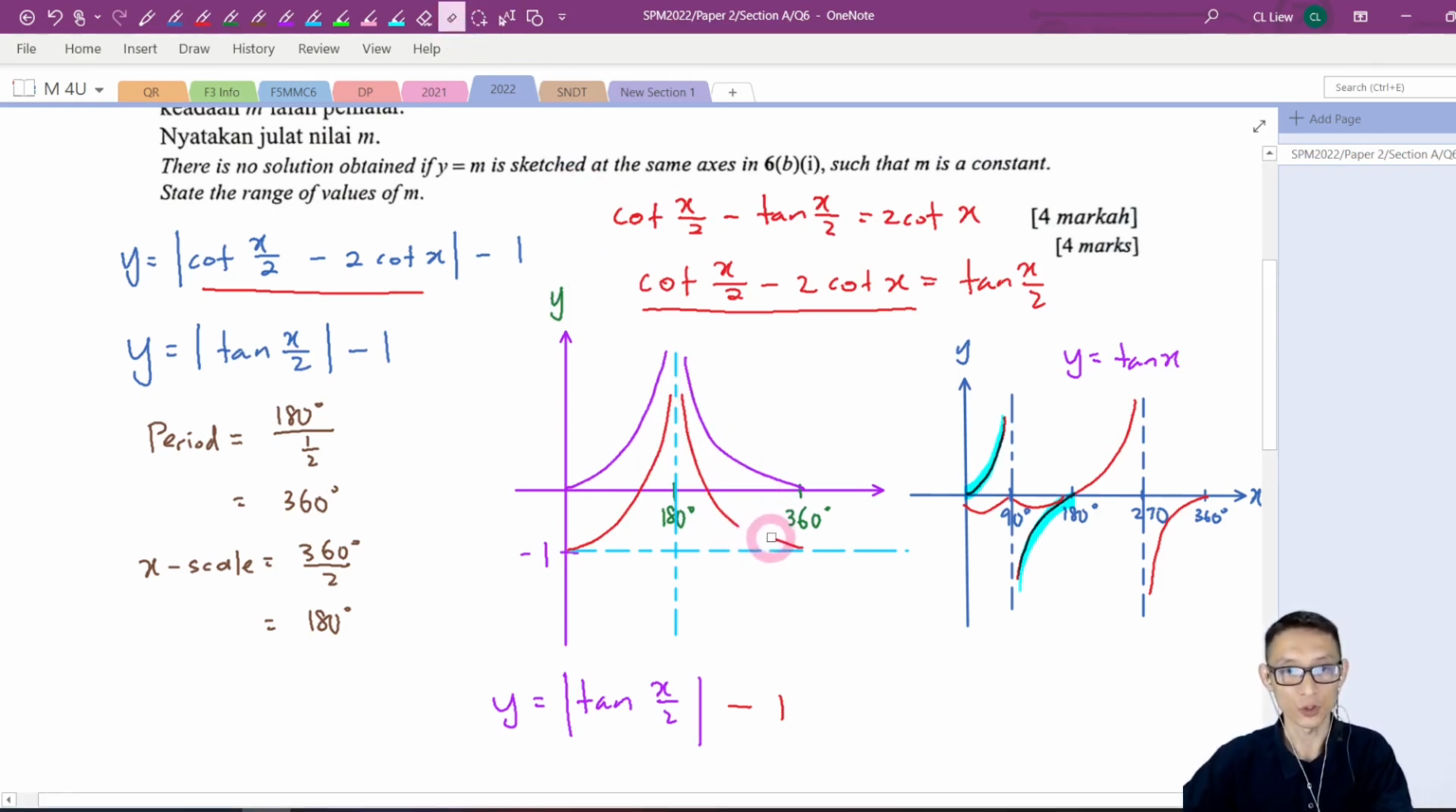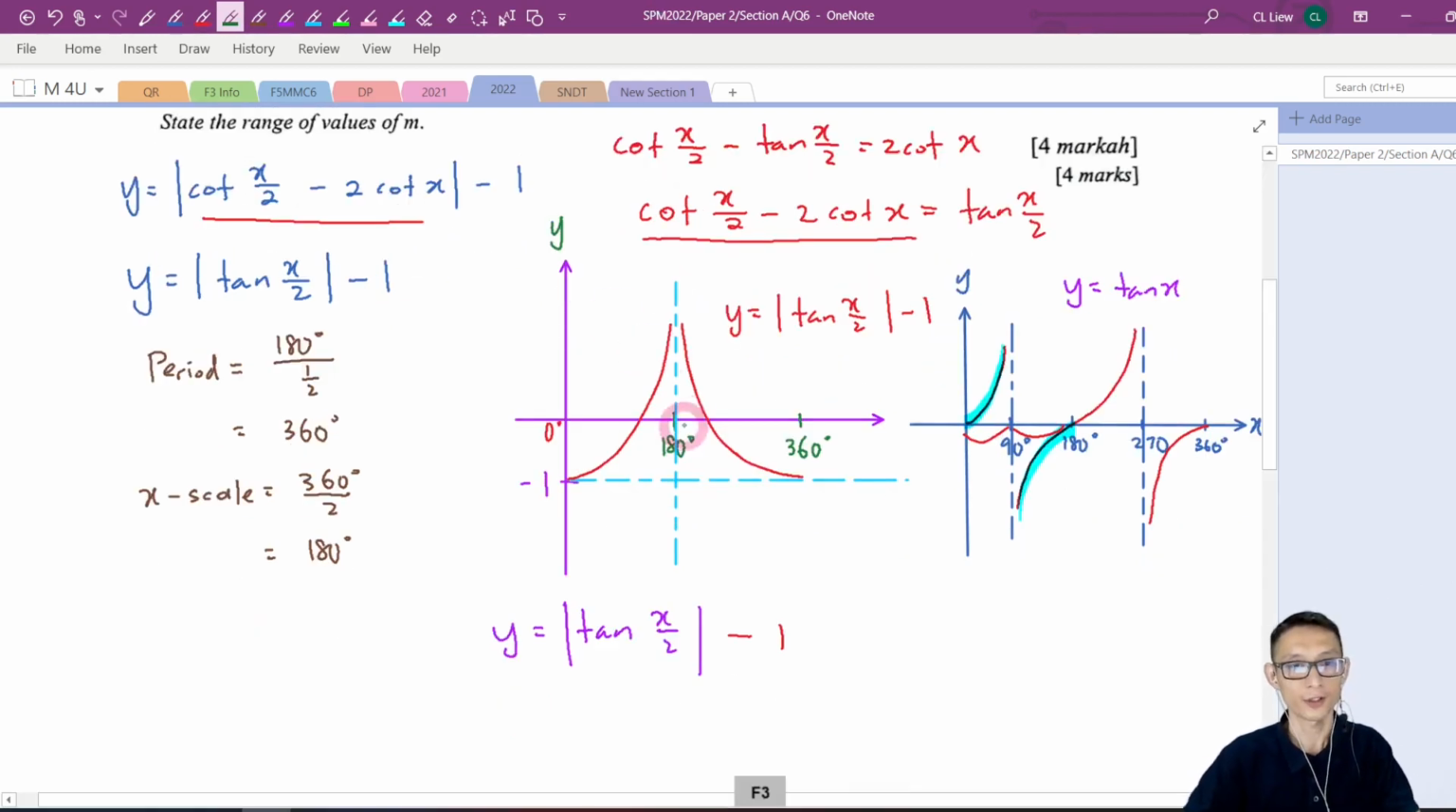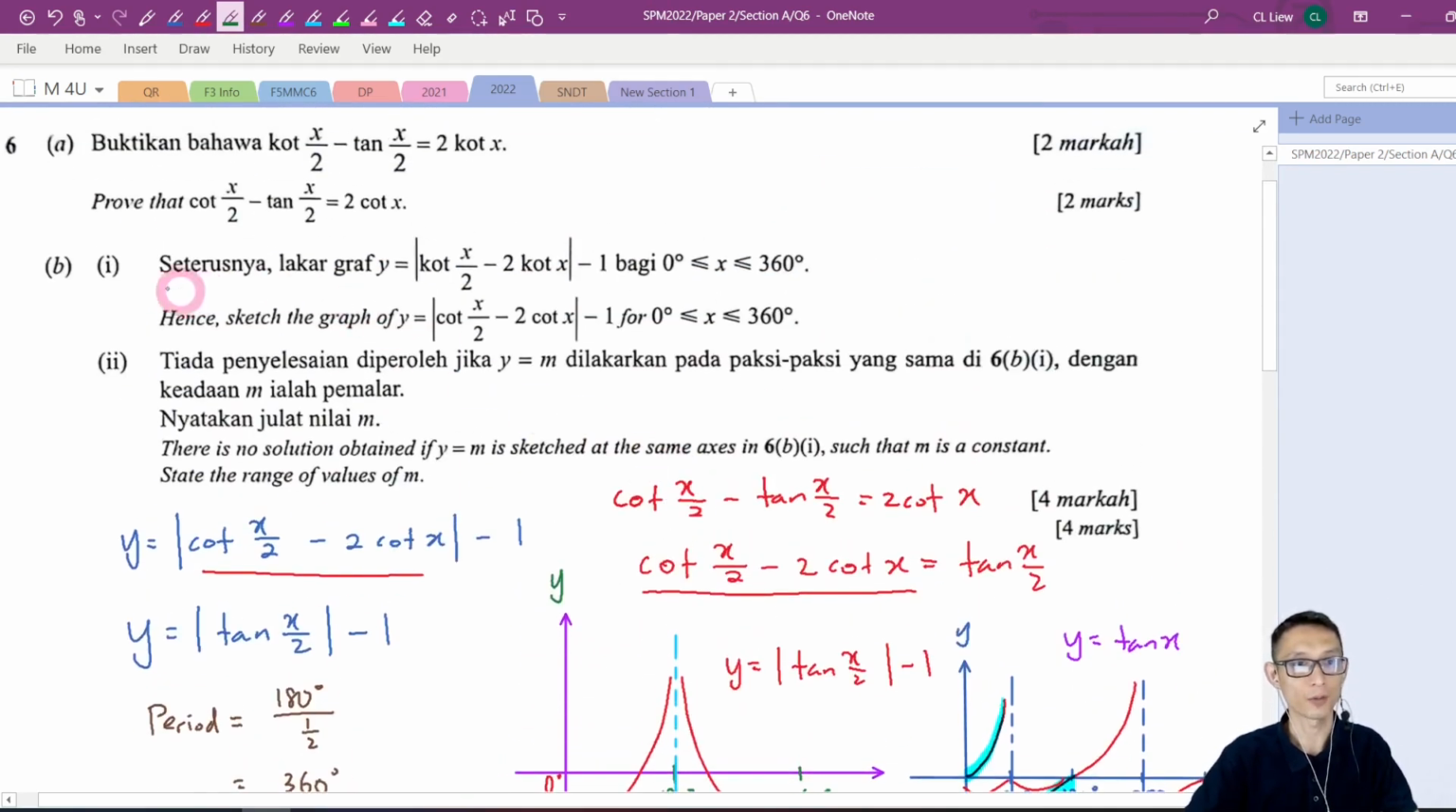Okay, let me redraw this part. And don't forget to label it, and this is 0 degrees. Okay, y is equal to modulus tangent x over 2 minus 1. So this is the answer for part B1.